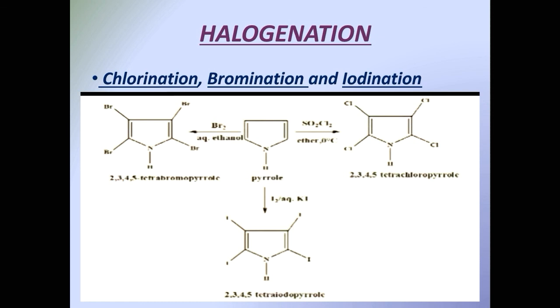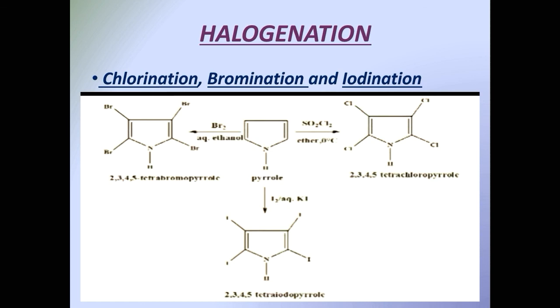When pyrrole is treated with sulfuryl chloride in presence of ether at 273 Kelvin or 0 degrees Celsius, it gives 2,3,4,5-tetrachloropyrrole. Then next is the bromination. The pyrrole is reacted with 4 molecules of bromine in presence of ethanol at 0 degrees Celsius or 273 Kelvin to form 2,3,4,5-tetrabromopyrrole.